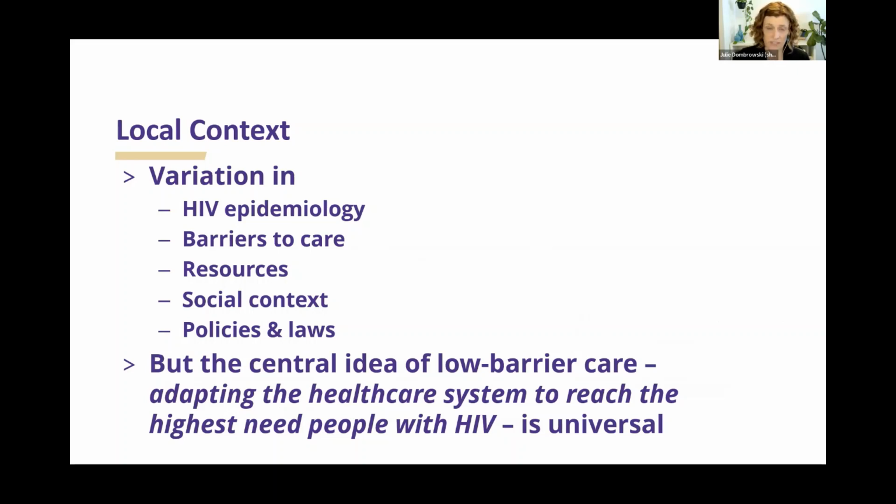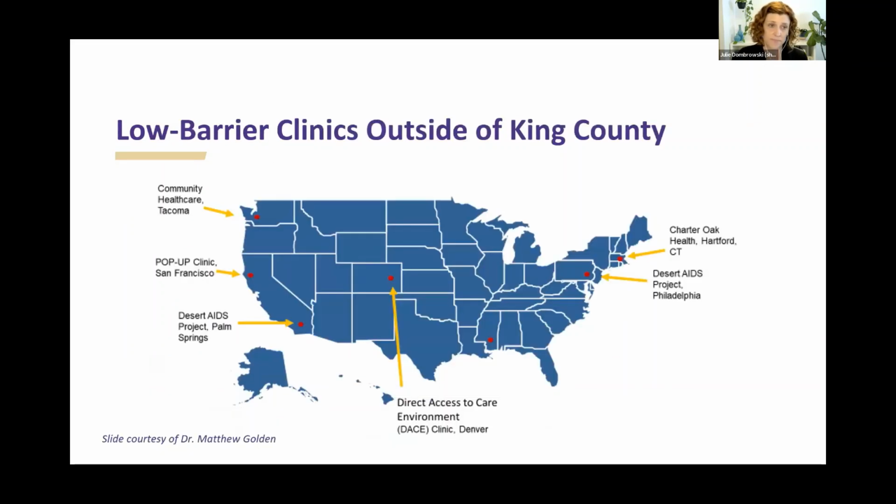Variation in resources, the social and political context, and the policies and laws. But I think that the central idea of low barrier care, really adapting the healthcare system to reach the highest need people with HIV, is a universal need, and that this model is adaptable.